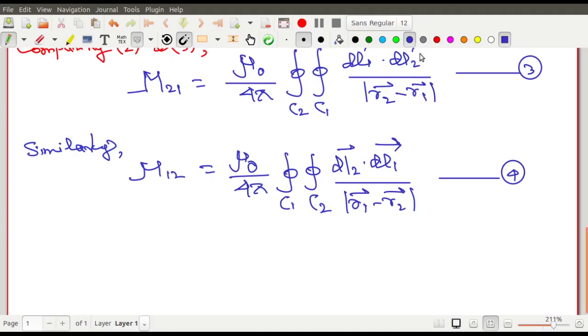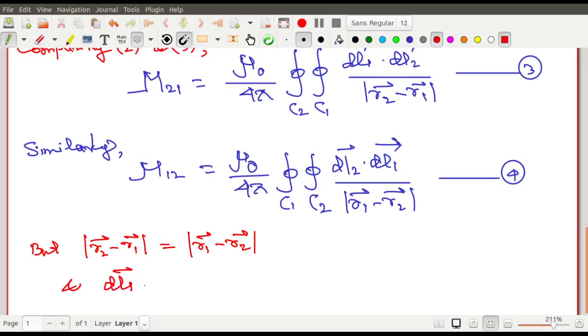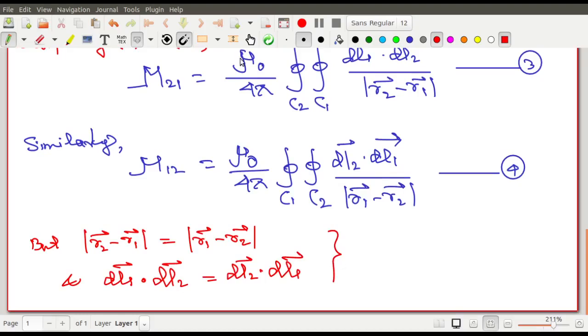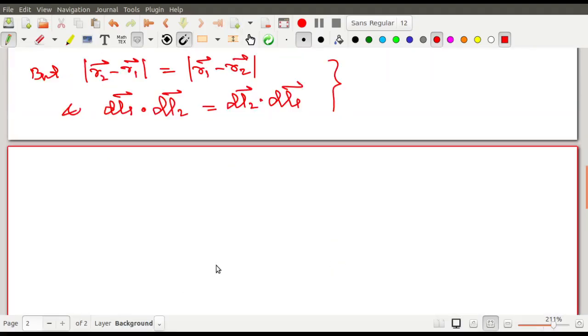But now tell me, is there any difference between 3 and 4? Let us check it. But as there is a mod, if it was vectorial, then it would have been different. But as it is a mod value, r1 minus r2 and r2 minus r1 are the same. And you also see that dl1 dot dl2 is the same as dl2 dot dl1, because these are just dot products. If it were a cross product, then it could be different, but they are dot products, so they are the same. So no need to worry about it.